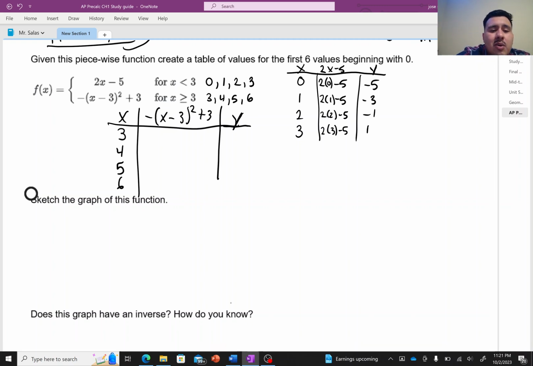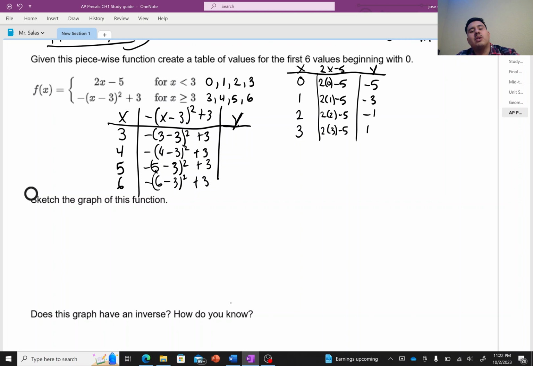All right. So 3 would be negative (3 minus 3) squared plus 3. The next one would be negative (4 minus 3) squared plus 3. The next one would be negative (5 minus 3) squared plus 3. And the last one would be negative (6 minus 3) squared plus 3.